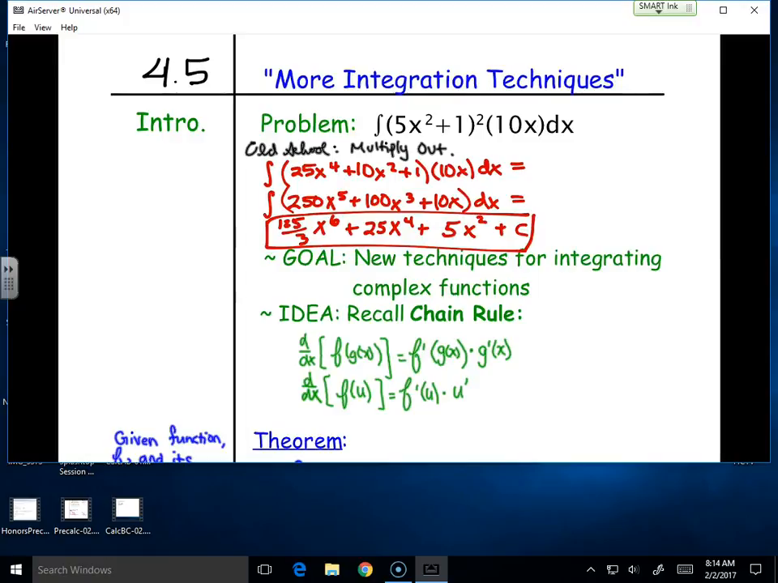Goal. We have a goal today, and actually we have a goal for this chapter 4B part, where we might see some FRQs. It's about time. Some of you have been a bit nervous, and I've been a bit nervous for you, but we can't keep putting it off forever. Goal: new techniques for integrating complex fractions.